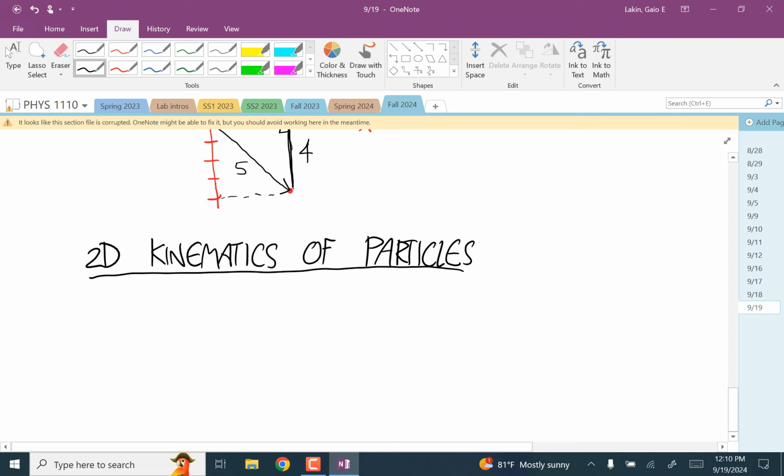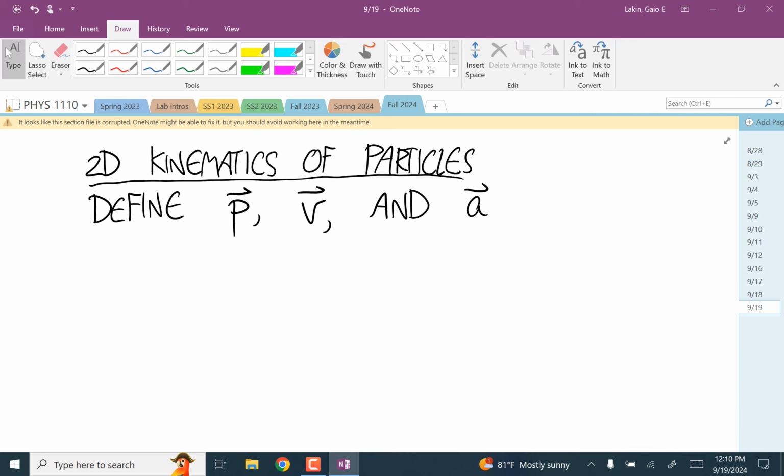And to do that, we have to define position, velocity, and acceleration as vectors. In 1D we define them as numeric values, but now we're going to define what the position vector means. That's what that over arrow is. Velocity as a vector, and acceleration as a vector. So I'm going to start with the position vector.